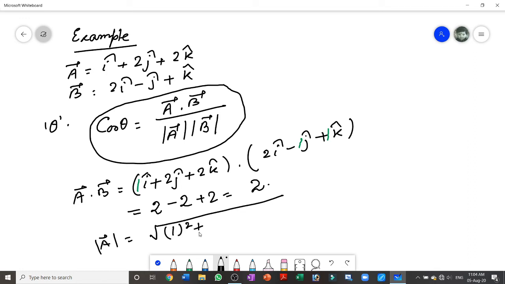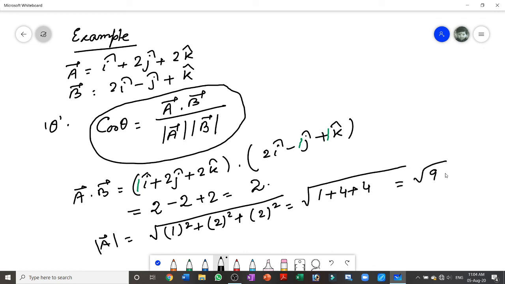Only the coefficients squared. Just write like this: root over 1 square plus 2 square plus 2 square. As we can see, the coefficient of i cap in a vector is 1, the coefficient of j cap in a vector is 2, the coefficient of k cap in a vector is 2. So 1 plus 4 plus 4, that is root under 9, that will be 3. Since we are taking the mod value, it will be plus 3.